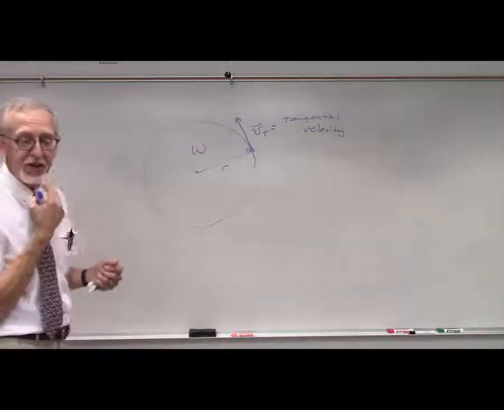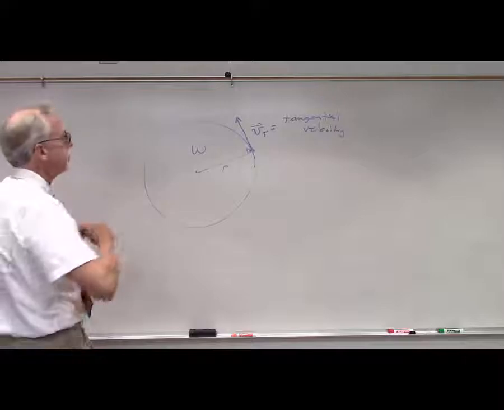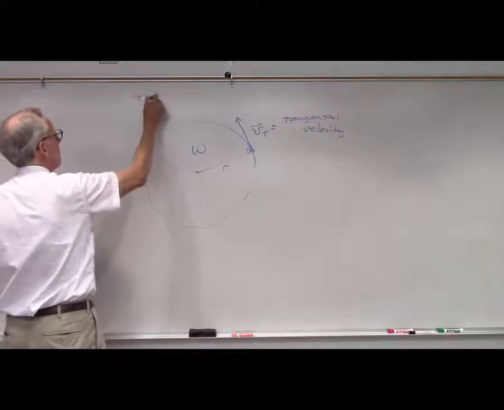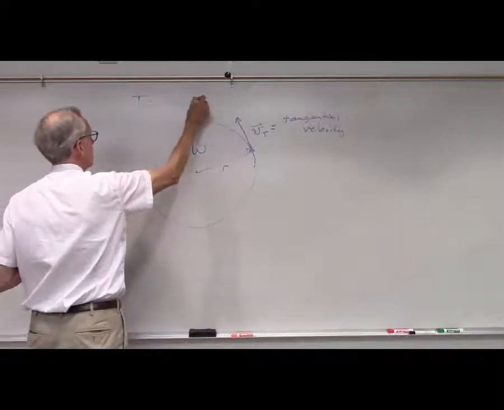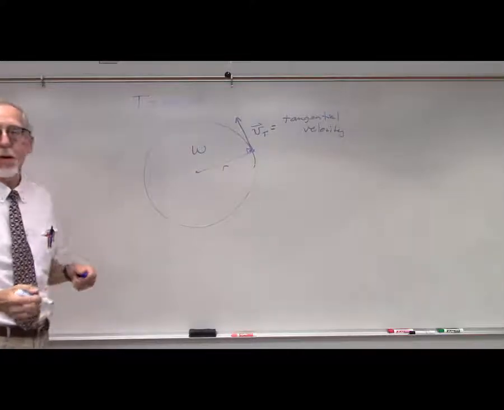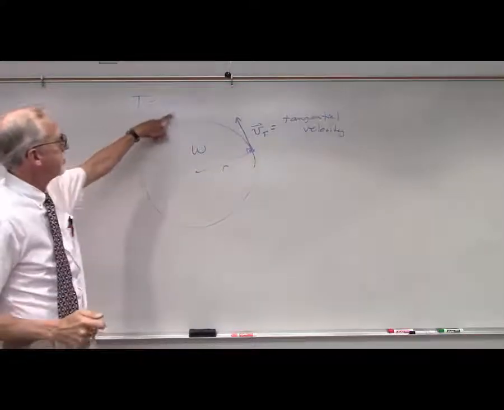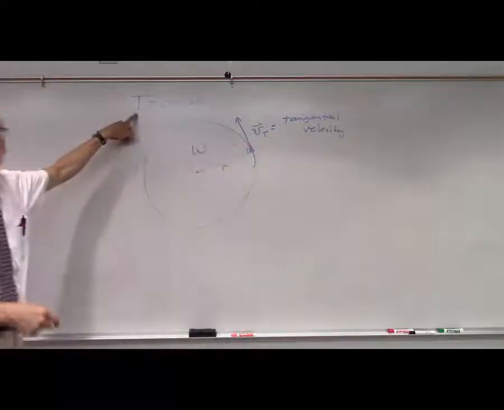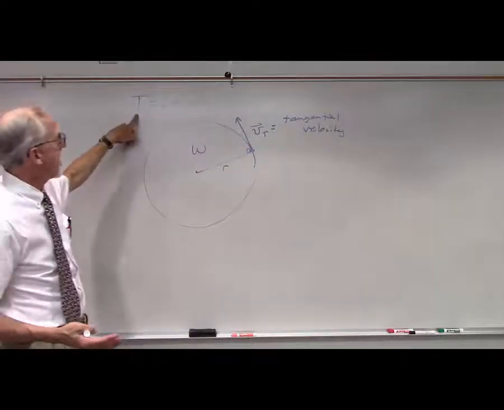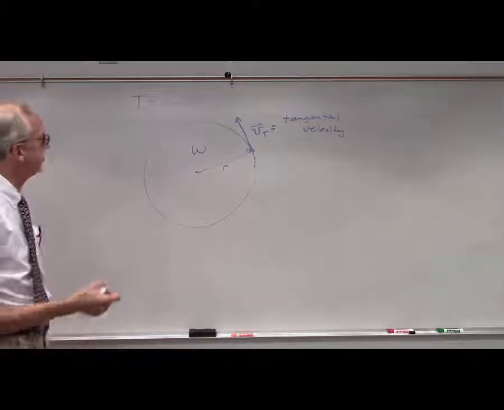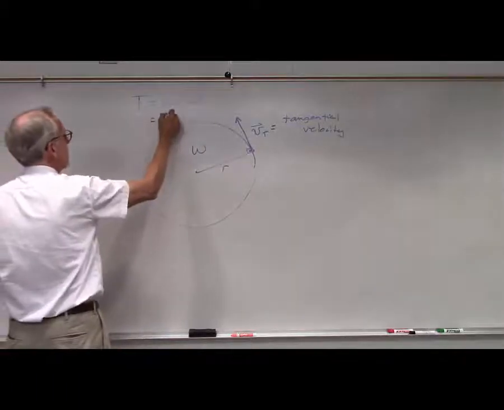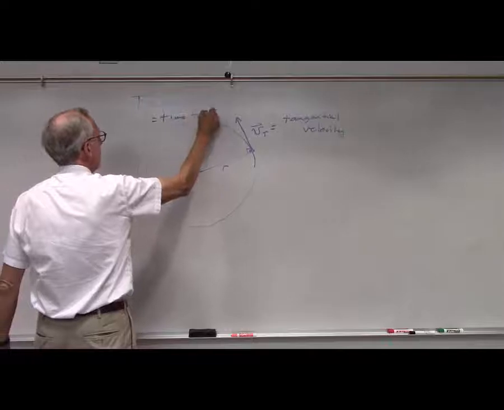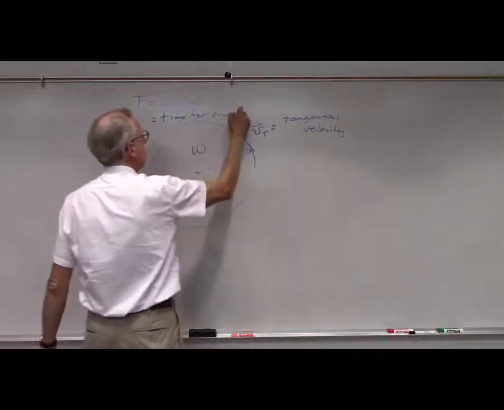Well, let's define a new quantity. Let's define the period. Period, capital T. Don't confuse this capital T for period with capital T for tangential velocity here. T here, like time, capital T is going to be the period of the motion. The period is the time for one complete revolution.